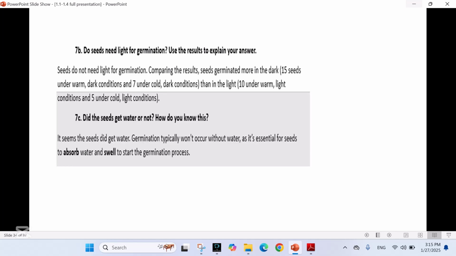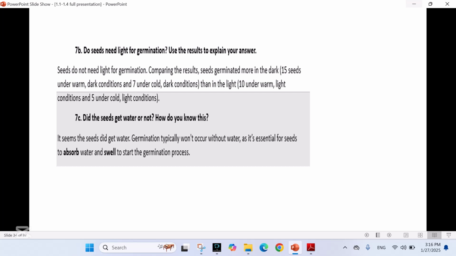Part B. Do seeds need light for germination? Use the results to explain your answer. Seeds do not need light for germination. Comparing the results, seeds germinated more in the dark, 15 seeds under warm, dark conditions, and 7 under cold, dark conditions, than in the light, 10 under warm, light condition, and 5 under cold, light conditions.